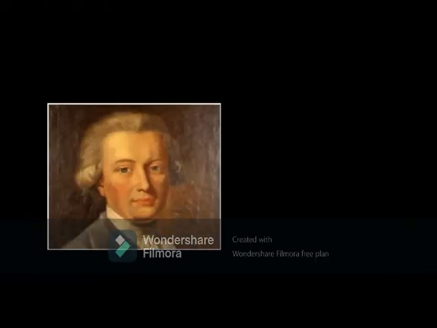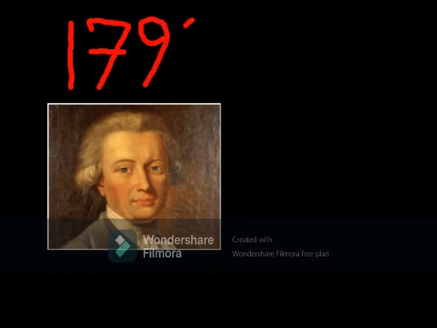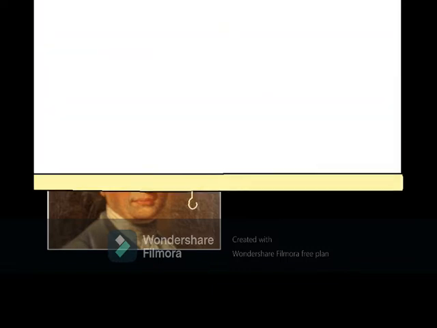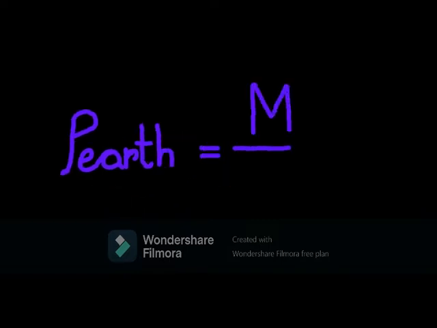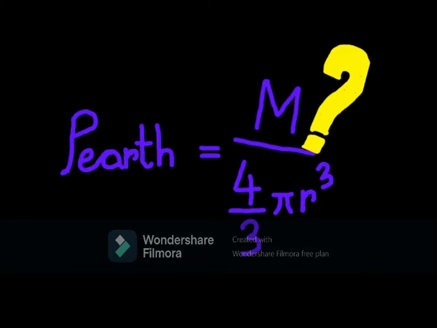Enter Henry Cavendish, who in 1798 shocked the scientific world by figuring out the density of the earth. But how does that help us in finding the value of g? The density of the earth is equal to the mass of the earth divided by the volume of the earth, 4 by 3 pi r cubed for a sphere. But while we can find out the volume, what about the mass?